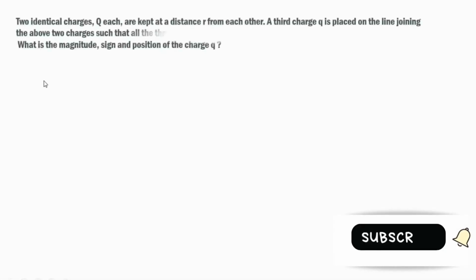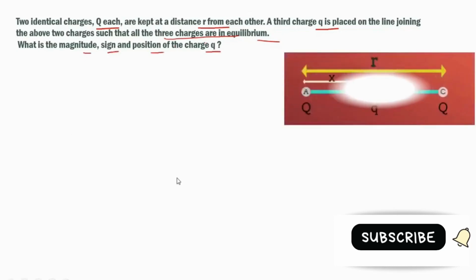What is the next question? It says that two identical charges, capital Q each, are placed at a distance of r from each other. A third charge, small q, is placed on the line joining the above two charges such that all three charges are in equilibrium. This is our key point over here. Three charges have to be in equilibrium. So what will be the magnitude, sign and position of the charge small q? So first of all, we will depict the given situation in the form of a figure.